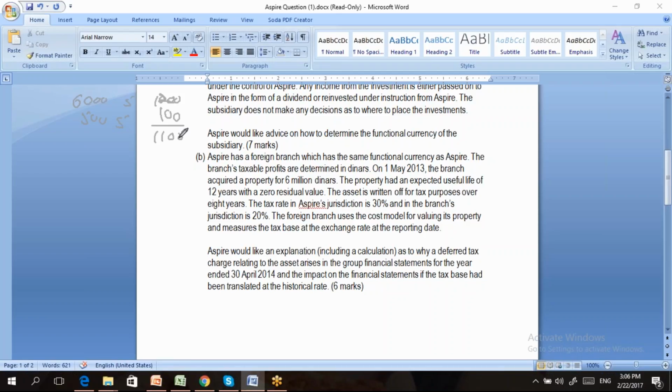What about the tax base? The tax base is 6,000. It's written off over 8 years, not 12 years, for tax purposes. For accounting, 12 years; for tax purposes, 8 years. So for tax purposes it will be 6,000 divided by 8, which is 750.